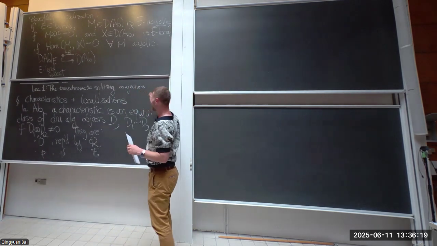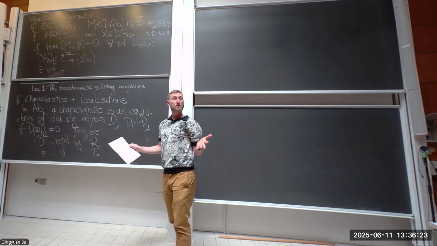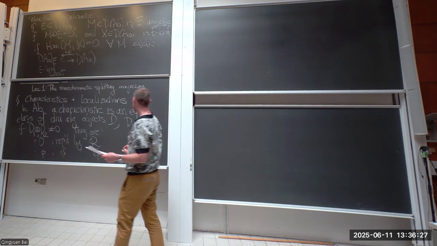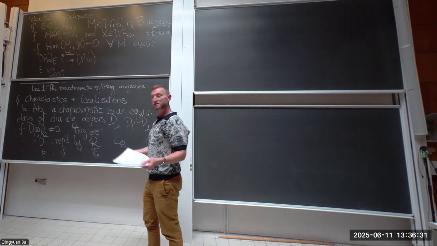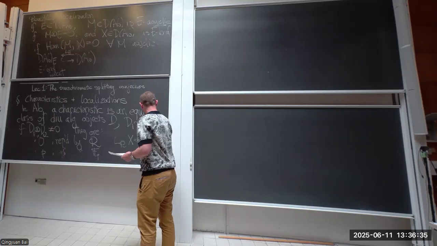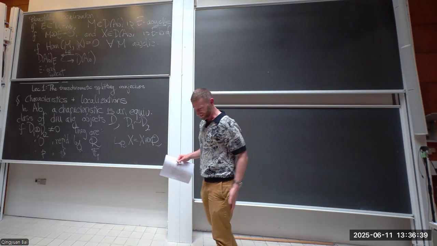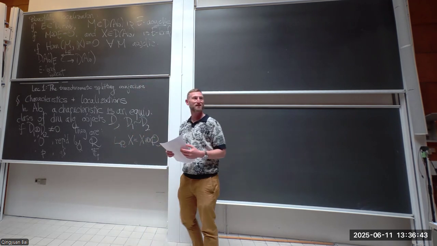So the situation of Q is pretty easy. What would it mean for an object to be Q-local? It just means that it's a Q vector space. And then the localization functor L_Q, what does this do to an object X? Well, it simply tensors it with Q, so that it becomes a Q vector space. And this kind of localization is smashing. It acts like tensoring with some fixed object.